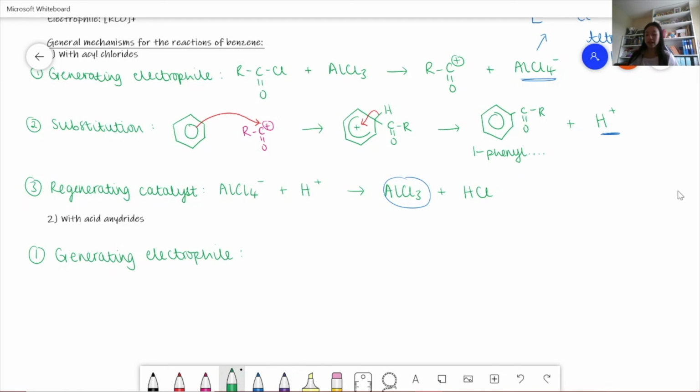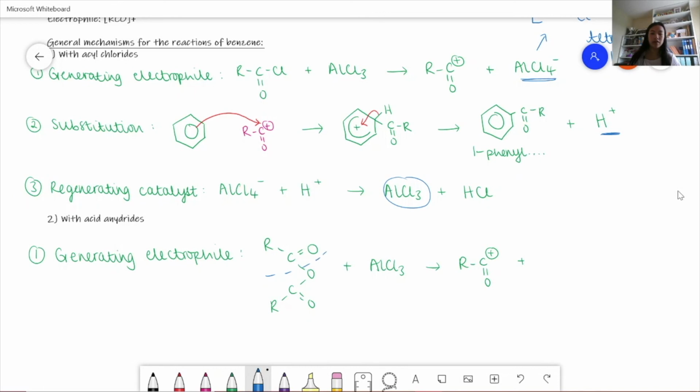And so for this one, we have the acid anhydride that looks slightly different. So we have R and a carbon, double bond O, another O, and then a carbon, double bond O, and R. And then we add this again with the catalyst AlCl3, and then we form the electrophile that we're after. So this R, C double bond O, which is positive, and now we have another negative ion. So what we've done is we've split it up.